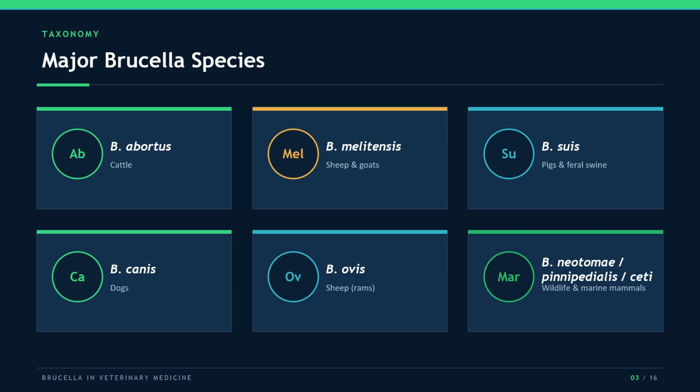B. abortus is a classic cause of bovine brucellosis. B. melitensis is the most pathogenic for humans and is associated with sheep and goats. B. suis affects pigs and feral swine and is a growing concern in the U.S. B. canis causes reproductive disease in dogs and is zoonotic. B. ovis affects rams and causes epididymitis. Marine mammals, Brucella species B. ceti and B. pinnipedialis, are increasingly recognized in seals, sea lions, and cetaceans.